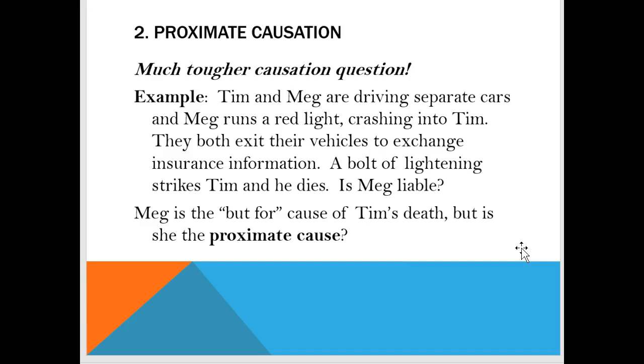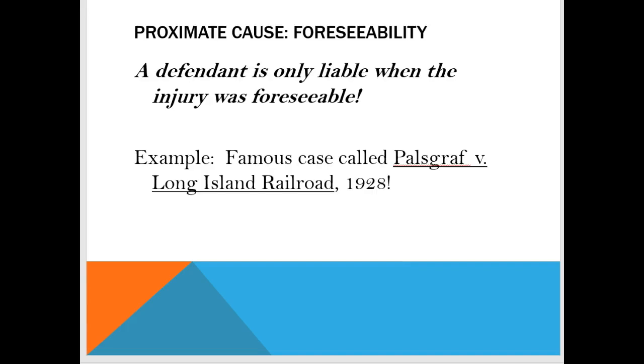I think you can make an argument either way. Is it foreseeable that someone's going to get out of a car and exchange insurance information? Yes. Is it foreseeable that a storm might come and lightning would strike? Well, possibly not. So although Meg might have been liable for the original injuries to the car and any damage to Tim, she might not be liable for his death because that was not a foreseeable result of the car accident, her original negligence.